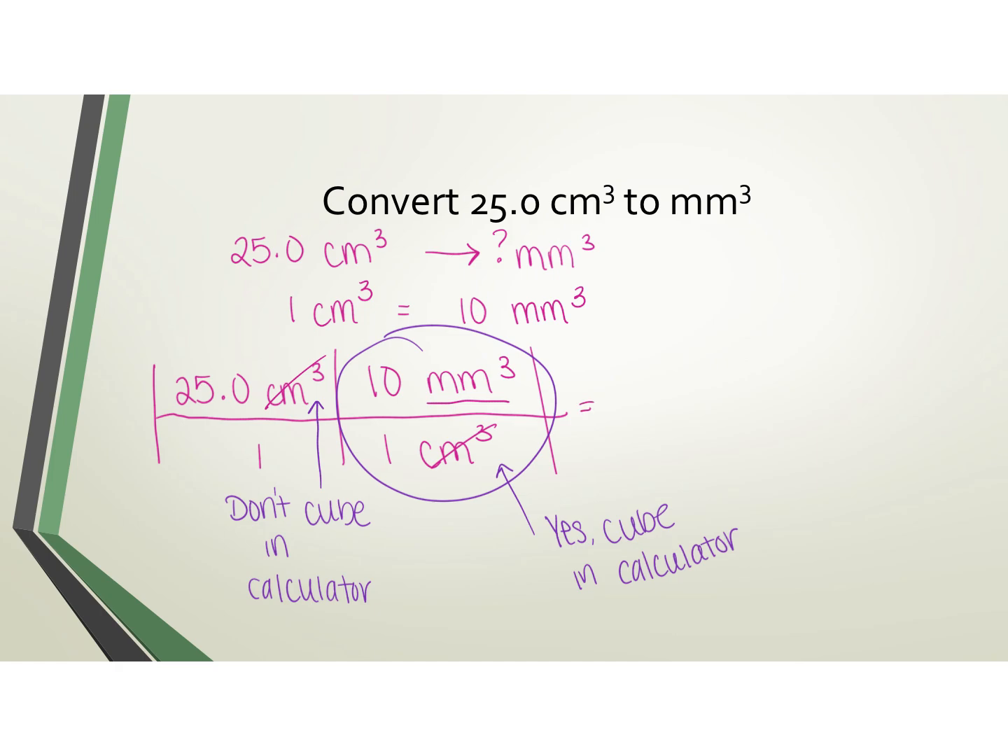So go ahead and practice. Get out your calculator right now, and you can pause this video. I want you to practice typing in 25.0 times 10 cubed. And then once you calculate it, you should be getting 25,000 millimeters cubed.